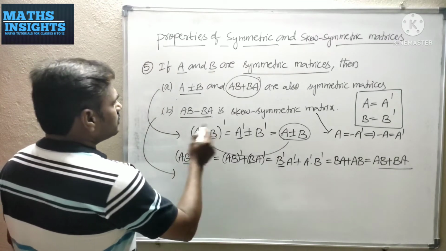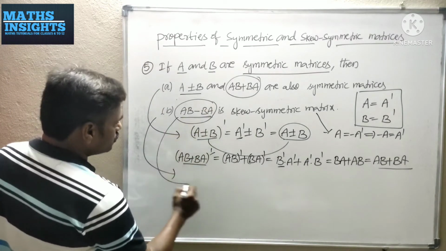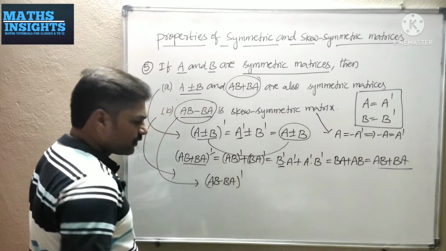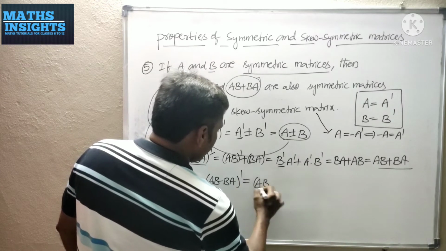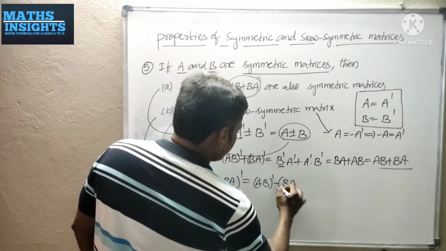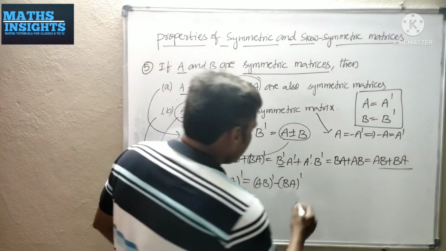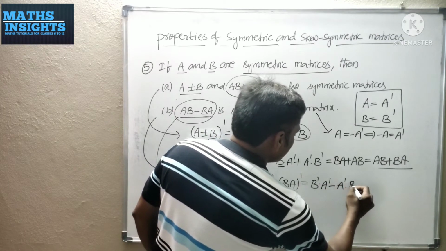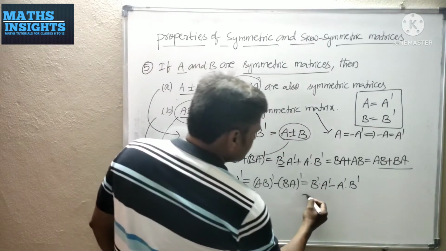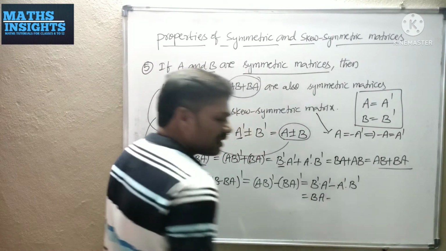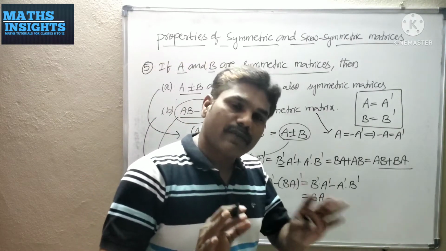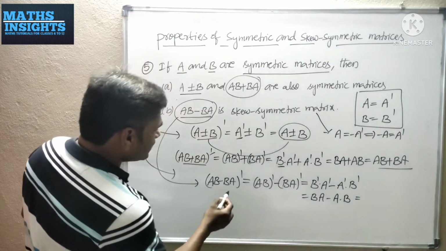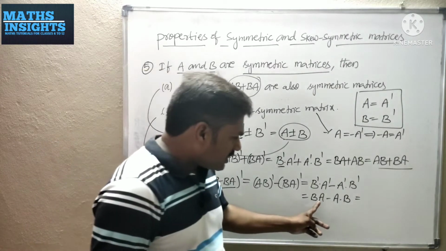So I am doing the transpose for this matrix also, (AB minus BA)', that is equal to (AB)' minus (BA)'. Dash means transpose. (AB)' is equal to B' into A' minus A' into B'. You know B' is equal to B and A' is equal to A, since A and B are symmetric matrices. But you are not getting the matrix AB minus BA, you are getting BA minus AB.